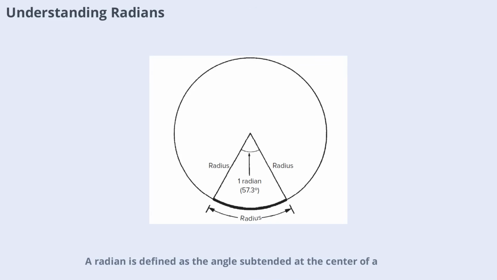A radian is defined as the angle subtended at the center of a circle by an arc equal in length to the radius of the circle. This unit is especially useful in scientific and engineering contexts because it relates directly to the geometry of circles. In biomechanics, radians are often used for calculations involving rotational motion, making them essential for deeper analysis of human movement.